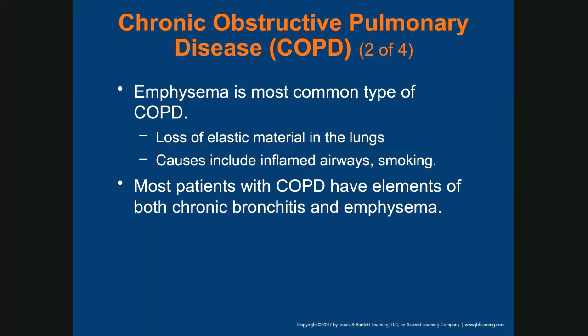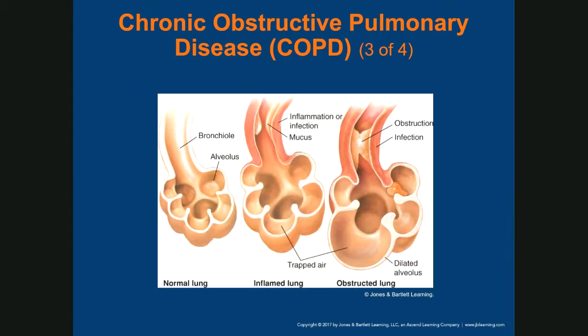So emphysema is the most common type of COPD. Loss of elastic material in the lungs. Causes include inflamed airways, smoking. Most patients with COPD have elements of both chronic bronchitis and emphysema. Right? So that's the air trapping right there. This is the air trapping, and the alveoli doesn't recoil properly.